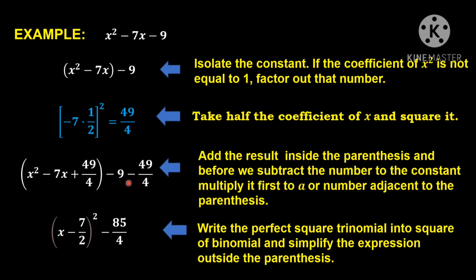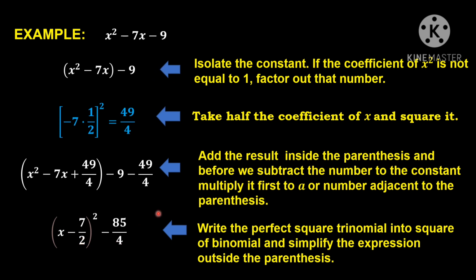And negative 9 minus 49 over 4 is negative 85 over 4 because we have to multiply this 4 to negative 9. That is negative 36 minus 49. So you have negative 85. Then you have to copy the common denominator. So this is the square of a simple expression, x minus 7 over 2, minus the constant.